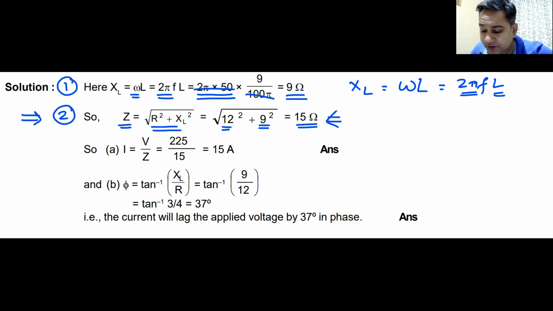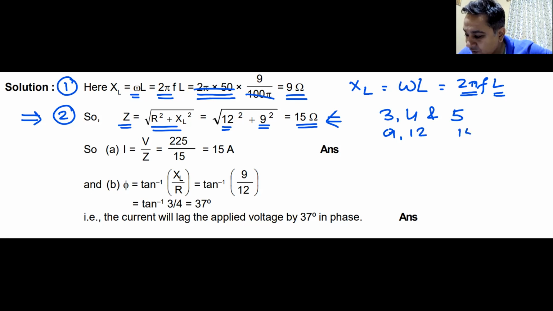Now what is a Pythagorean triplet? 3, 4 and 5 are a Pythagorean triplet. 3 square plus 4 square is 5 square. If I multiply this by 3, it becomes 9 square plus 12 square is equal to 15 square. So 9, 12 and 15. In fact, if I multiply it by 2, 6, 8 and 10 are also Pythagorean triplets.